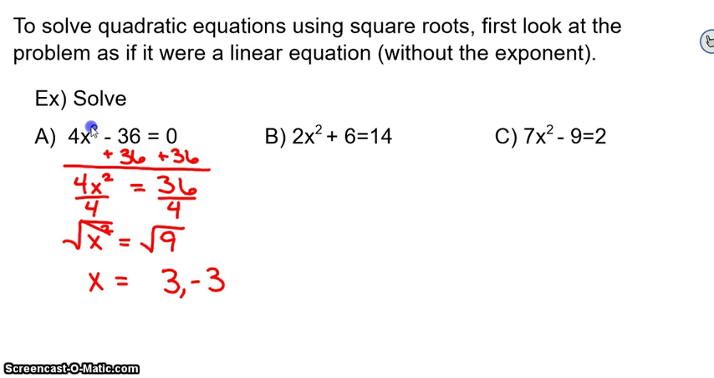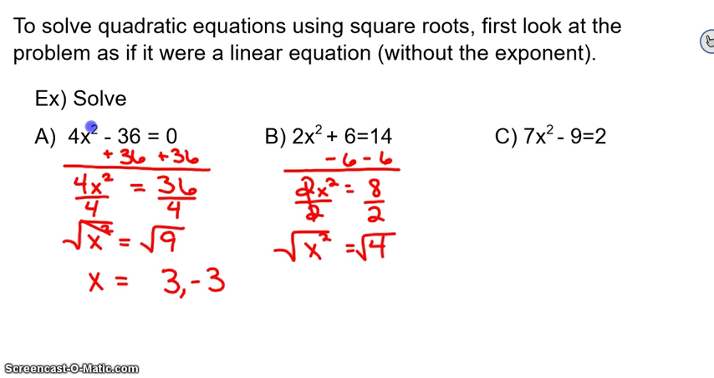Okay, another example. Similarly, let's pretend that the square is not there and solve it just as if it were a linear equation. So on this one, the first step is to subtract 6 on both sides. And step 2 is to divide by 2, so that x squared is equal to 4. And how do you undo a square? You take the square root on both sides. Don't forget that anytime you take the square root on both sides of an equation, you always have to put the plus and minus so that you get two answers.